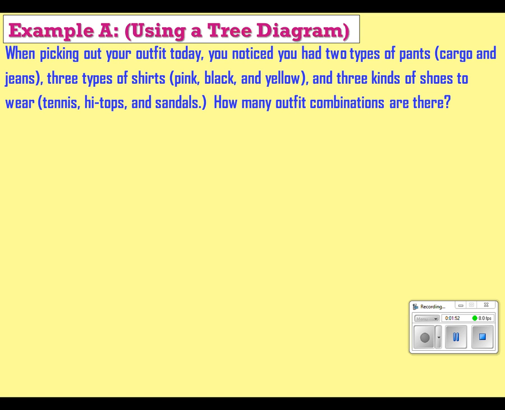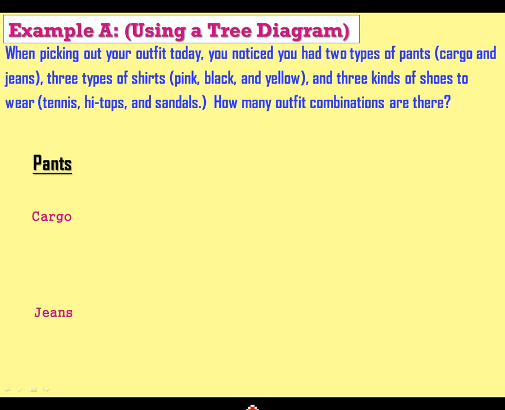So I'm going to show you how to do this using a tree diagram. What you do is you start with any of the three types of your outfit, your pants or your shirt or your shoes. I'm going to start with the pants. And there's two different possible pant options, cargo or jeans. So this is where our tree is going to start. It's going to branch off from here. You're going to branch everything off.